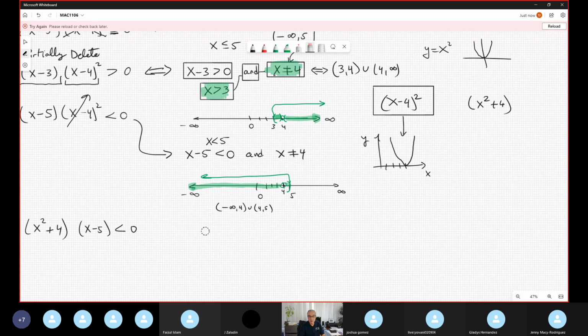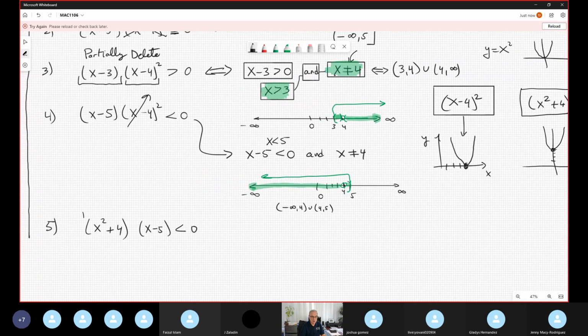In this case, different. Look at that. It's a parabola also, but this parabola is a vertical shift, a vertical shift of 4 units up: 1, 2, 3, 4. This is my parabola. And you see, this parabola is always positive. It is never 0. In that case, yes, it's 0. In this case, no, it's not 0. Therefore, this guy is always positive, 100%. This is completely irrelevant in my inequality.